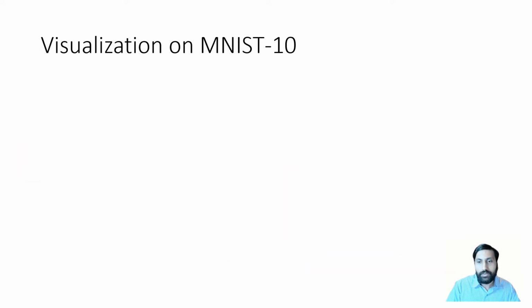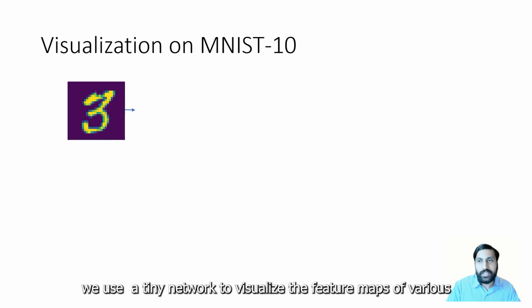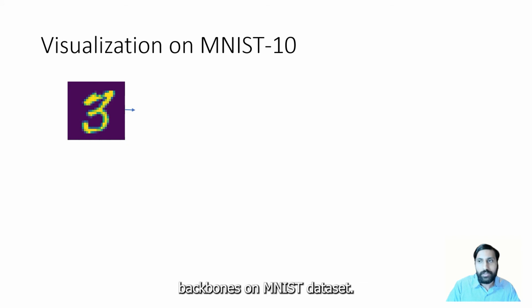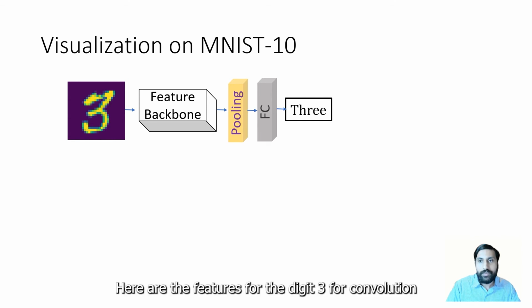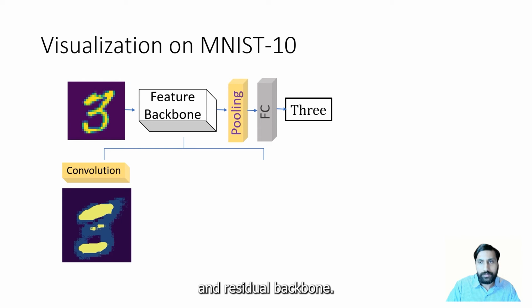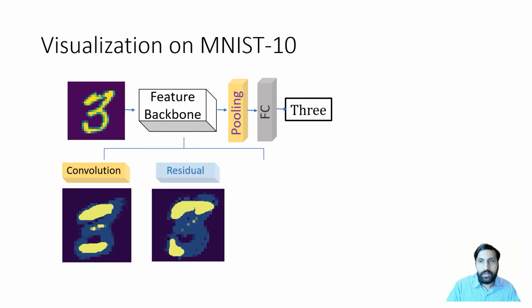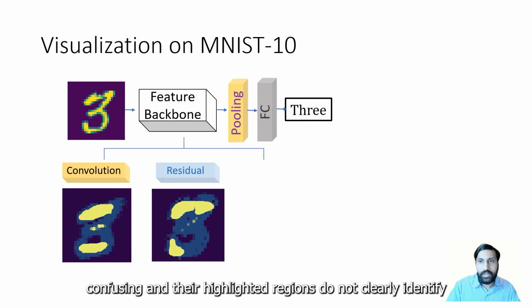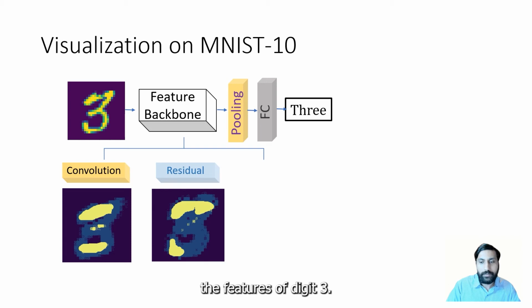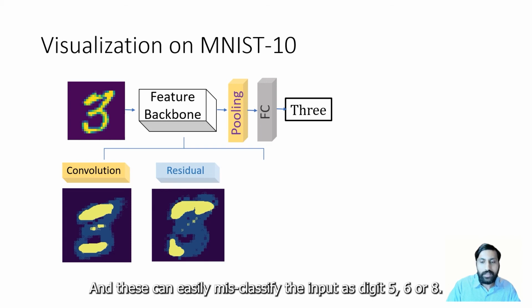As a sneak preview, we use a tiny network to visualize the feature maps of various backbones on MNIST. Here are the features for the digit 3 for convolution and residual backbones. It's very clear that both convolutional and residual features are very confusing, and their highlighted regions do not clearly identify the features of digit 3. And these can easily misclassify the input as digit 5, 6, or 8.